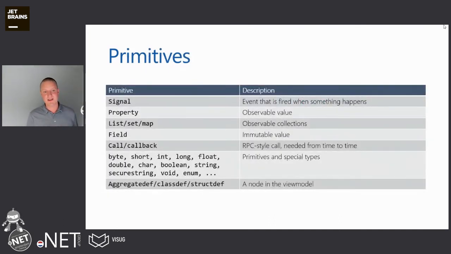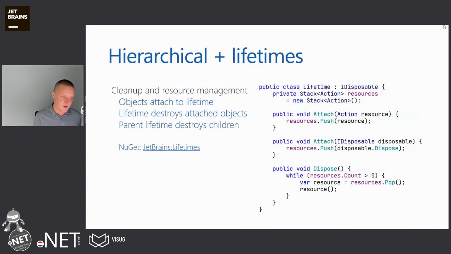There's some primitives in the protocol as well. You can have signals, something is happening, I want to fire an event. There's properties where you can observe a value. Properties can also be lists, sets, and maps, and so on. And there's the typical data types that are bytes, shorts, integers, long strings, and so on. Having that said, I'll quickly show you what the lifetimes are about, and then I'll show you some code of how this works in practice, because I know the slides are probably less clear than what would be in code.